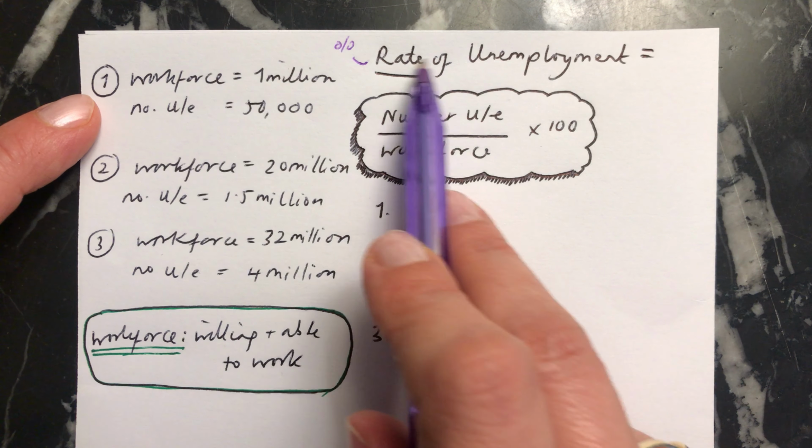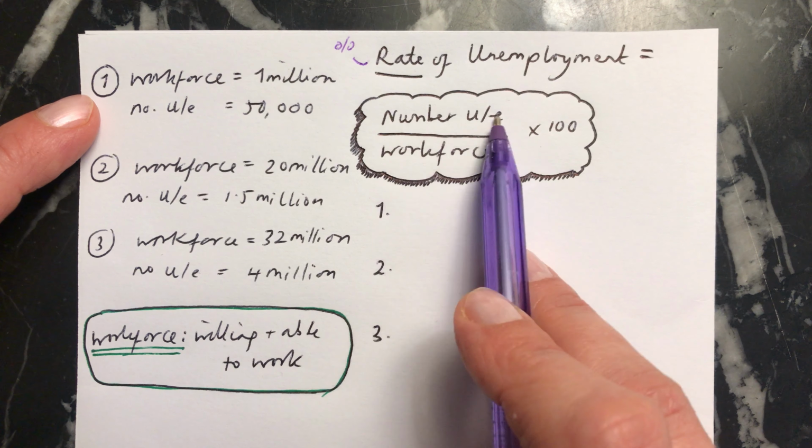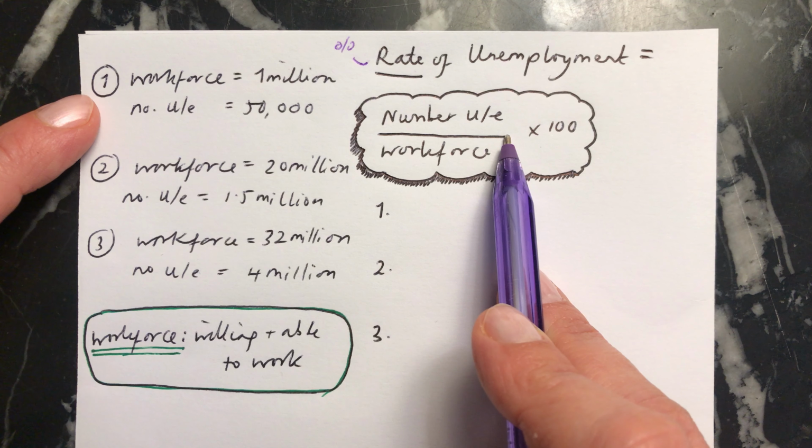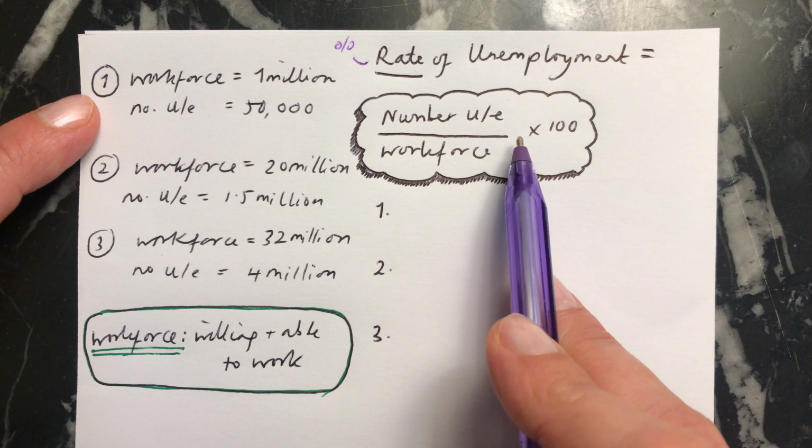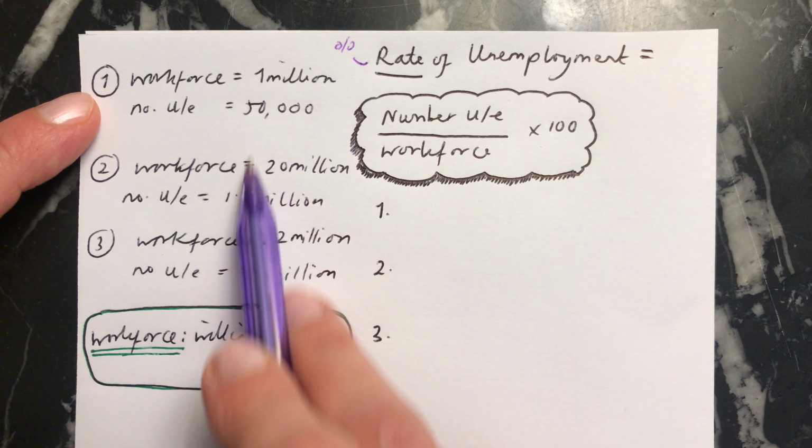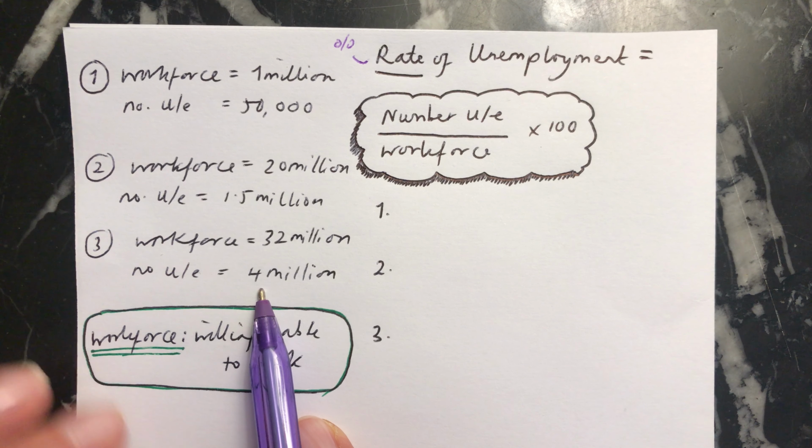And to find out the rate of unemployment, you need to see how many people are unemployed out of all of the workforce. And then you multiply it by 100. So we've got three different scenarios here that you can work out.